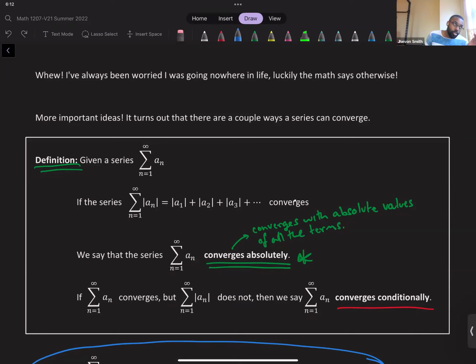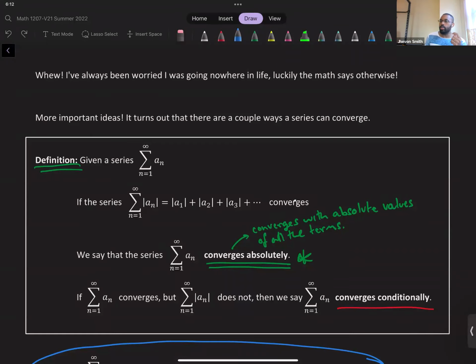If the original series converges, but when you put absolute values around it, it doesn't converge anymore, you say it converges conditionally. And that just means it converges on the condition that you don't put absolute values. If something doesn't converge absolutely and it doesn't converge conditionally, it diverges just in general. It can't be added up to anything.